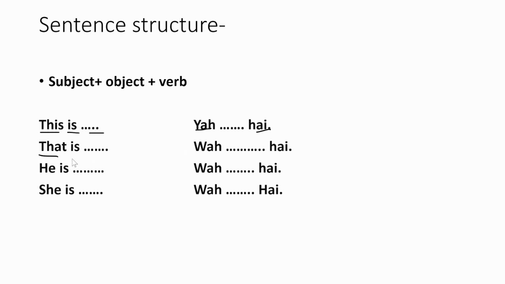Similarly for that is, it will be वह है. Whatever you put here will come in the middle of the sentence. Then he is dash, whatever you put here will also come in the middle of the sentence. Okay, now let's go to see some sentences.